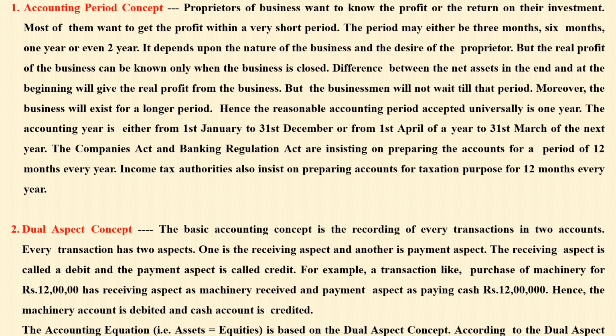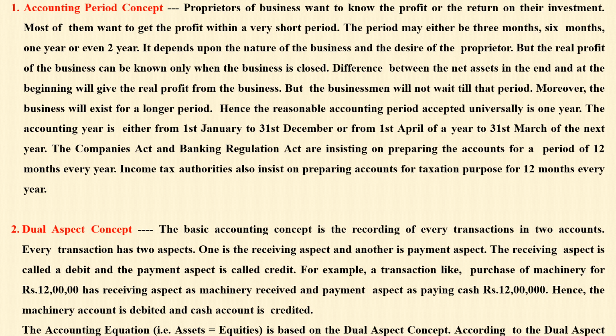Now let us study the first one, accounting period concept. This accounting period concept insists that accounts should be prepared for 1 year. If they are prepared for 3 or 4 months, they won't reveal the real position. At the end of 1 year only, it is possible to know the real profit and the return on capital employed.